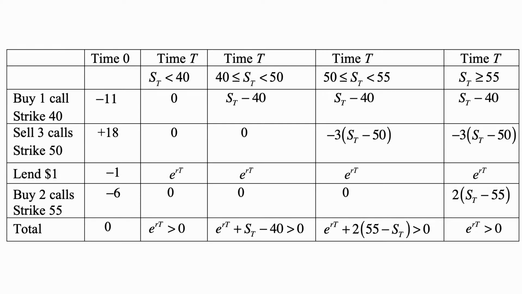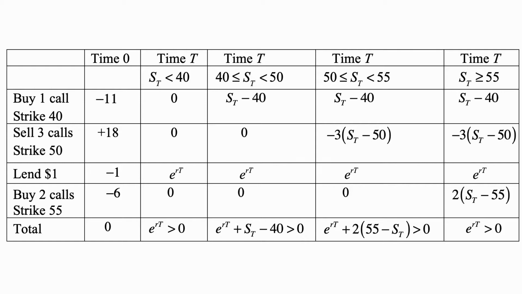So here is a table that shows you what happens if you buy 1 call at strike price of 40, sell 3 calls at strike price of 50, which will give us 18 in proceeds. You buy 1 call at strike price 40 that costs 11, and you lend $1 and you buy 2 calls at strike price 55, and this lending of $1 is for the purpose of producing a total of 0 investment at time 0.